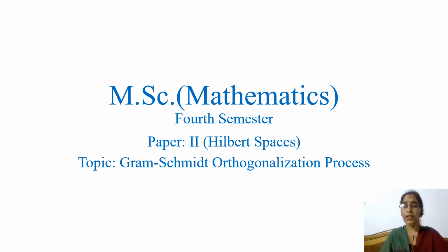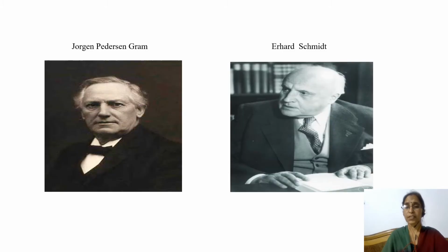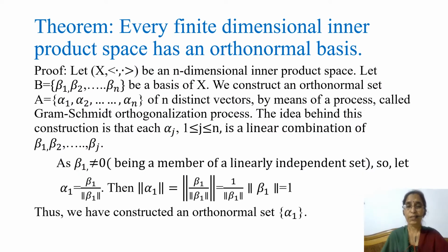Today, we will find an orthonormal basis of a finite dimensional inner product space, and the method which we will use to find an orthonormal basis is called the Gram-Schmidt orthogonalization process. This is named after two mathematicians, Jorgen Pedersen Gram and Erhard Schmidt. Now, the theorem is: every finite dimensional inner product space has an orthonormal basis. Let us prove this theorem.